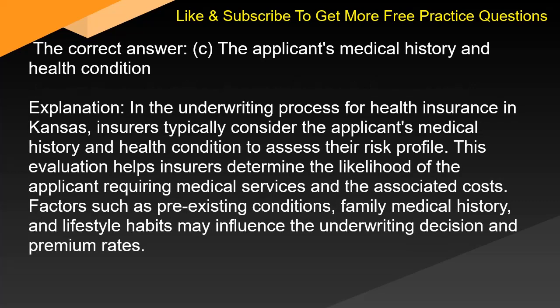The correct answer, C. The applicant's medical history and health condition. Explanation. In the underwriting process for health insurance in Kansas, insurers typically consider the applicant's medical history and health condition to assess their risk profile. This evaluation helps insurers determine the likelihood of the applicant requiring medical services and the associated costs. Factors such as pre-existing conditions, family medical history, and lifestyle habits may influence the underwriting decision and premium rates.